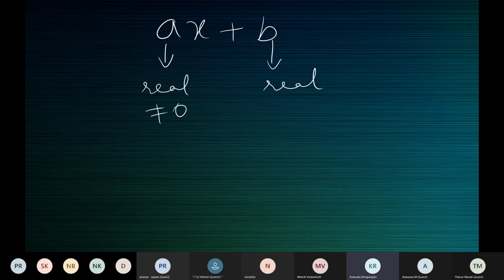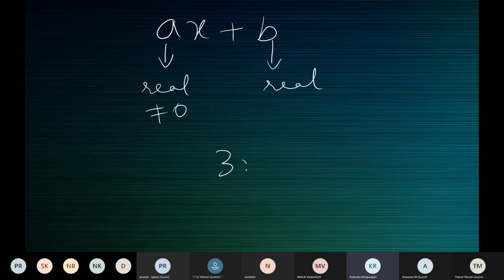It can be rational, irrational, can be root 5, root 3 by 5, 3 by root 5, whatever, but it should not be 0. A can be any real value, but not 0. B can be any real value, meaning it can even be 0, because this is also an example.